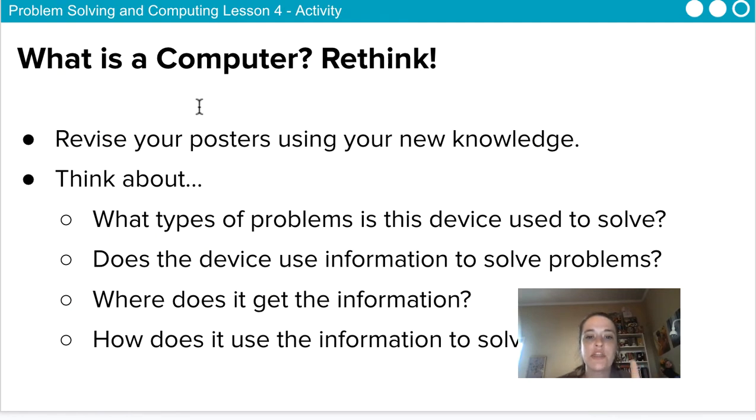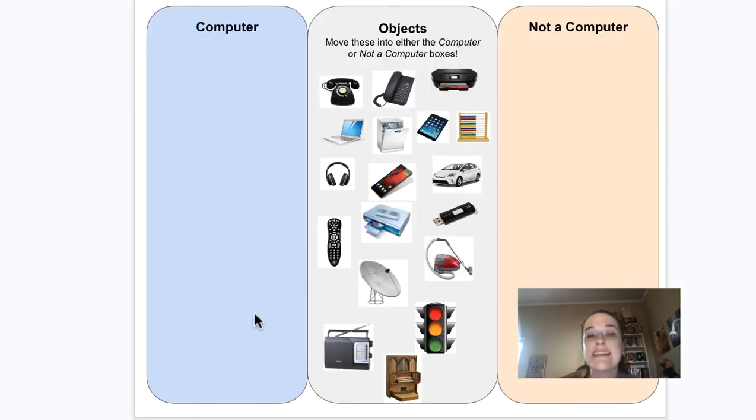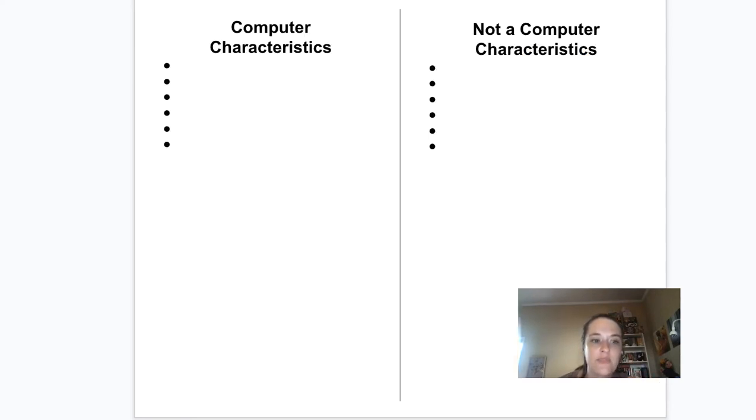And I want you to think about what types of problem the device is used to solve. Does the device use information to solve problems? Where does it get the information, and how does it use the information to solve problems? So we're trying to think, is it a computer or is it not a computer? All right, so pause the video here so that you can go back and redo this. Take a screenshot when you're done. And then complete this also.